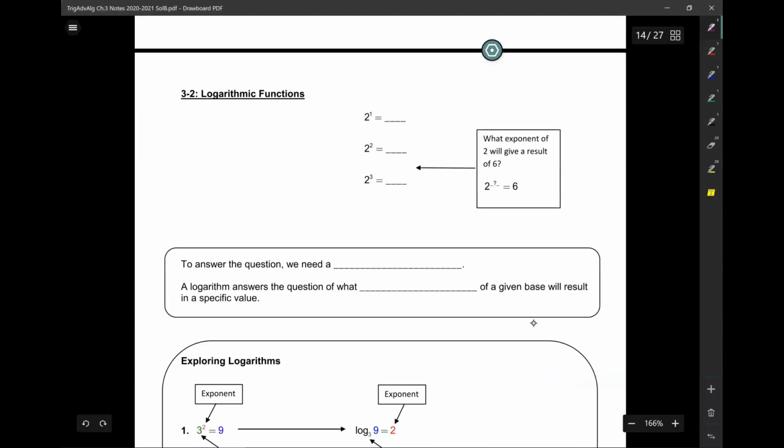Hey guys, so today we're going to be talking about logarithmic functions. This is the first part of 3.2. All right, so let's get right into it. Let's talk about exponents and powers first.